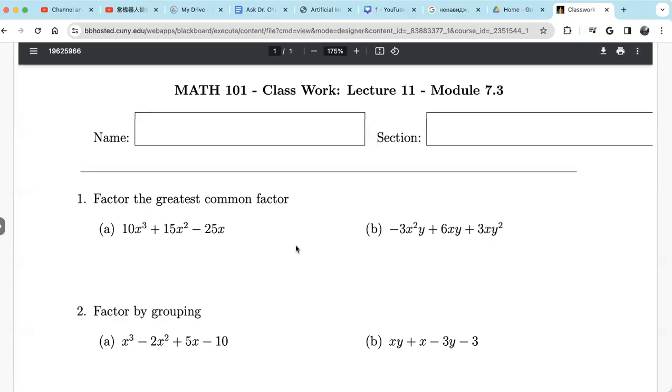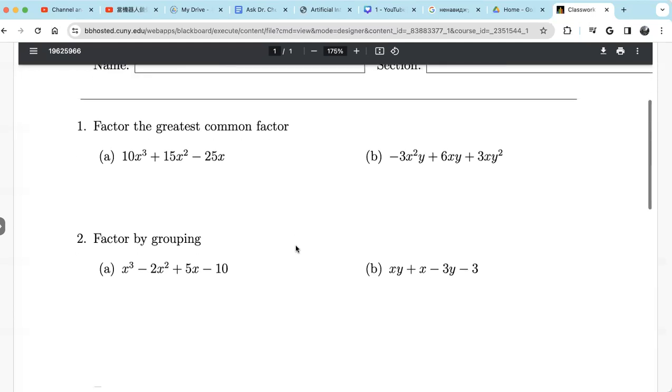Okay, classwork 11. Factor those. So factor those expressions. Let's see 1-8. So we have a trinomial, right?